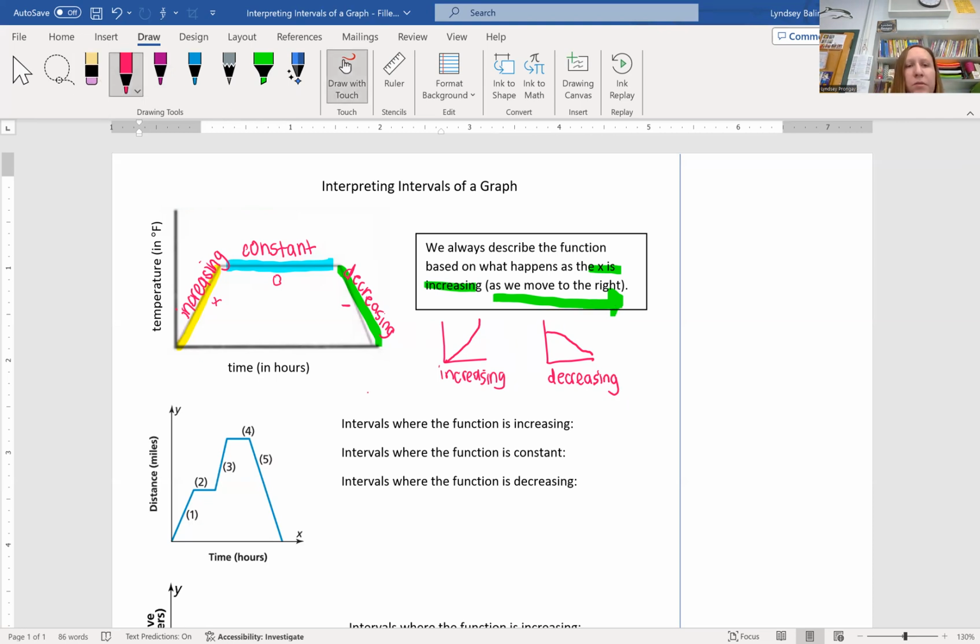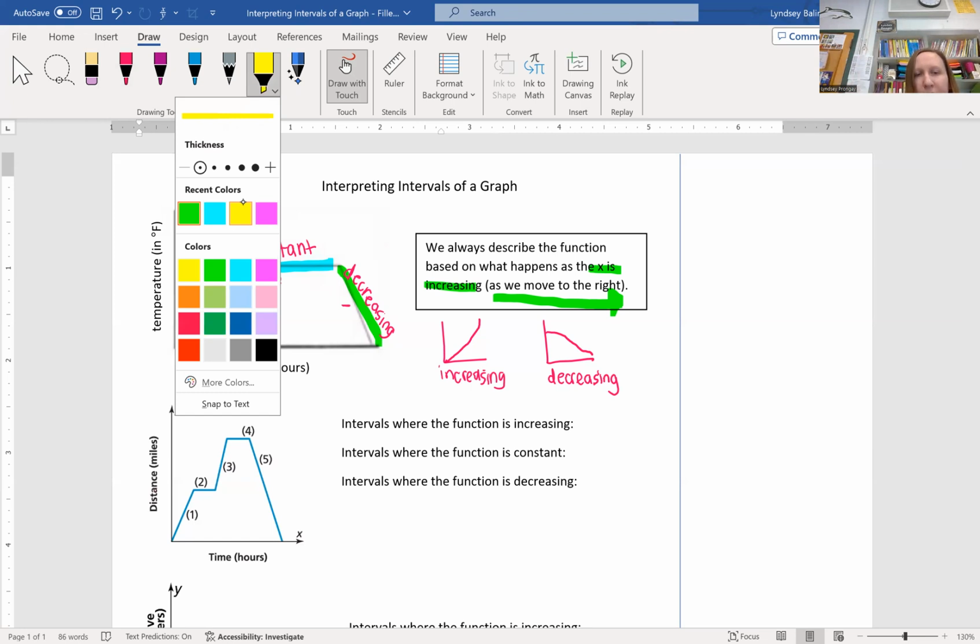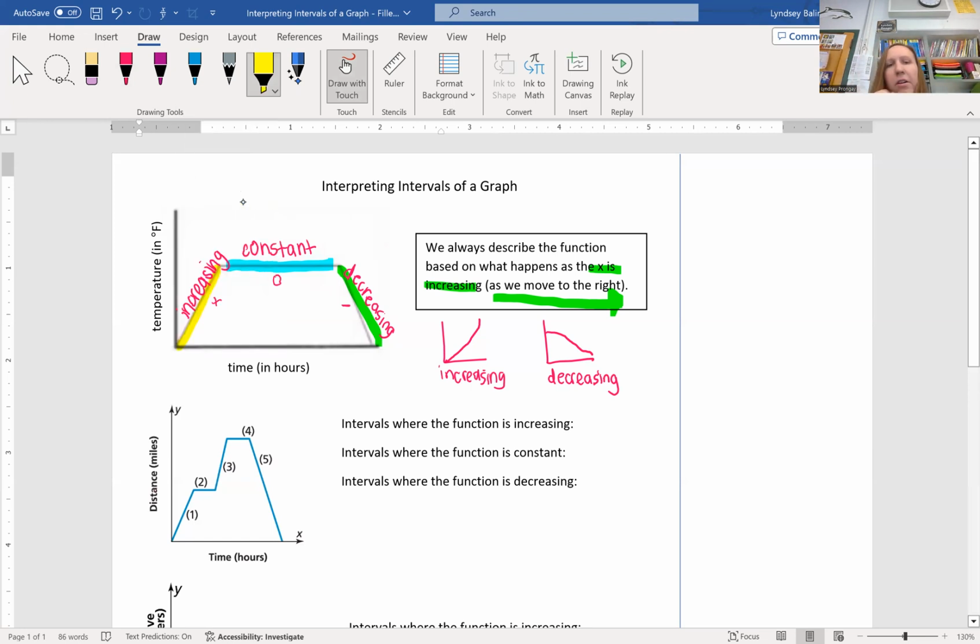Next one, we're going to look at this graph. We have time in hours and distance in miles. And it just wants to know what are the intervals where the function is increasing, where it is constant, and where it is decreasing. So our increasing ones, remember, as our x increases, as we move to the right along our graph, we should be going up. So that would be right here and right here.